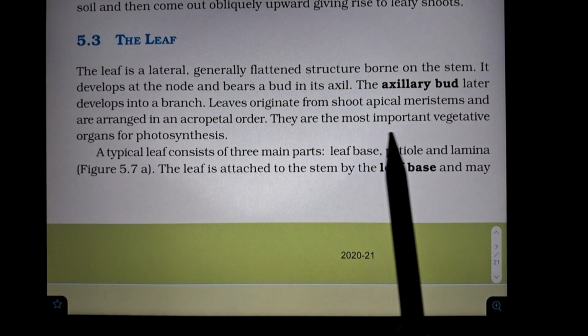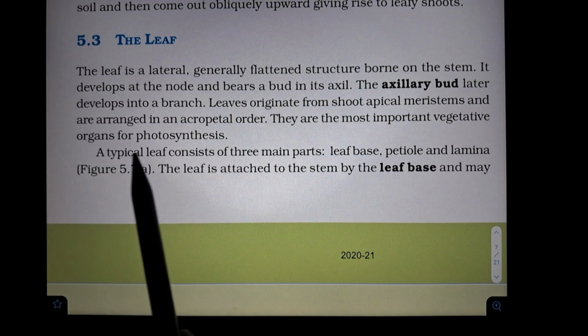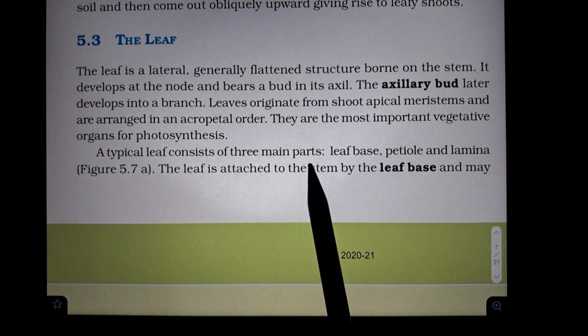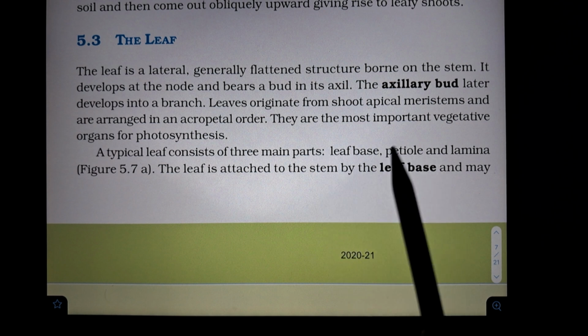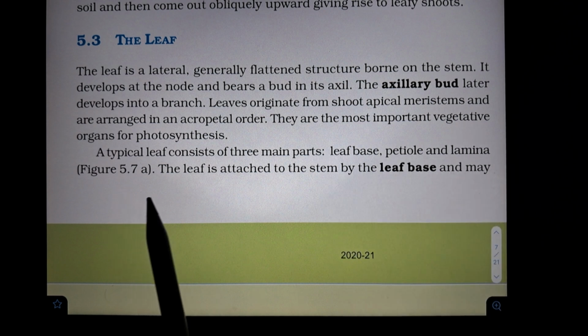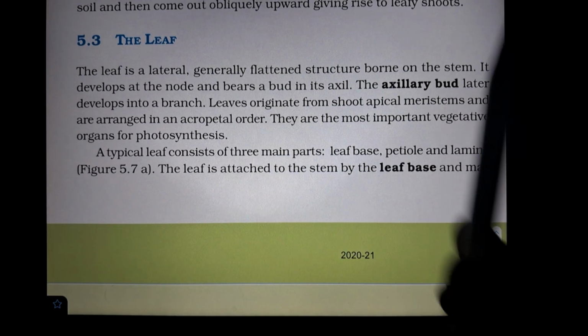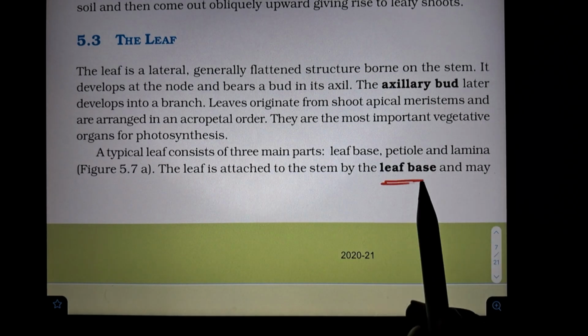They are the most important vegetative organs for photosynthesis. A typical leaf consists of three main parts: leaf base, petiole, and lamina. The leaf is attached to the stem by the leaf base.